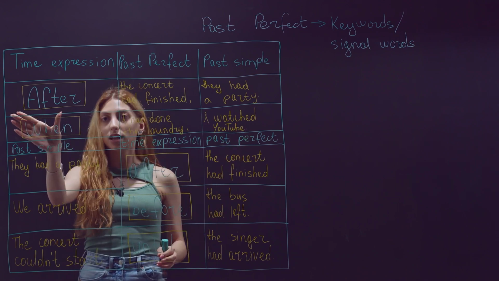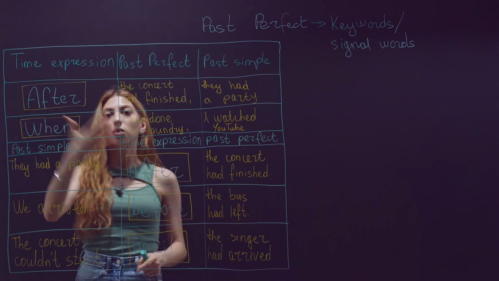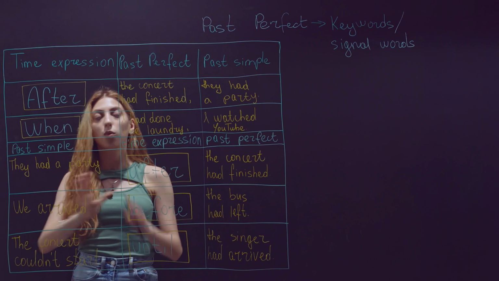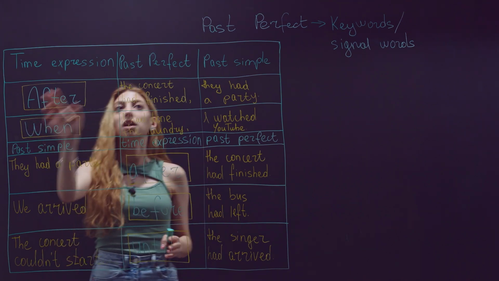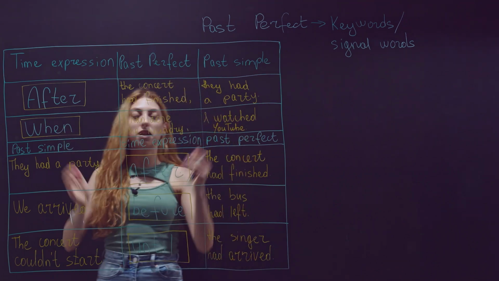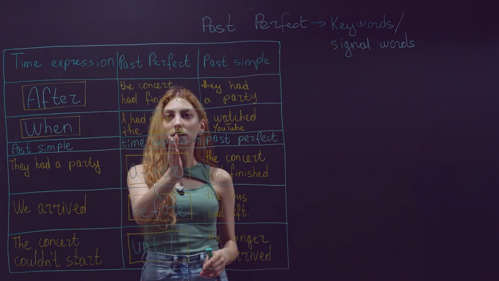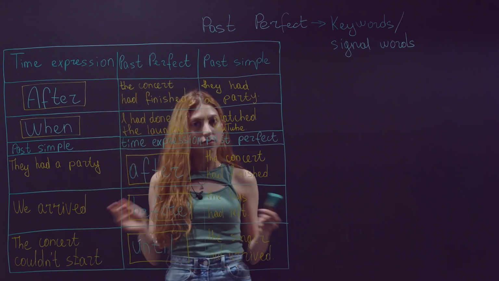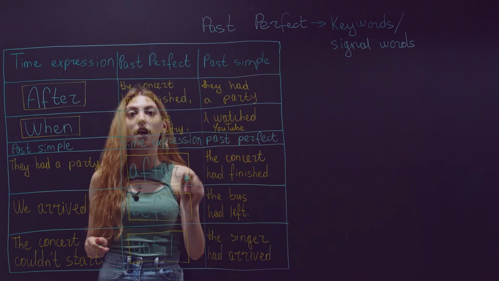So in the case of after, we have two ways to form it. If the after is at the very beginning of the sentence, we need to form sentences like this: after, then past perfect, then past simple. Let's pay attention to the example. What we have here: After the concert had finished, they had a party. Now let's find out and highlight the structures.